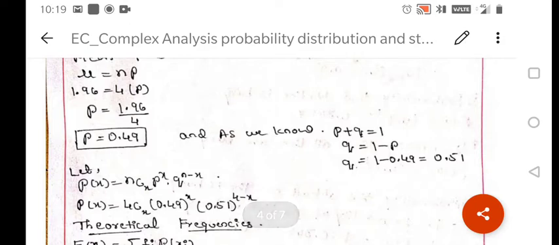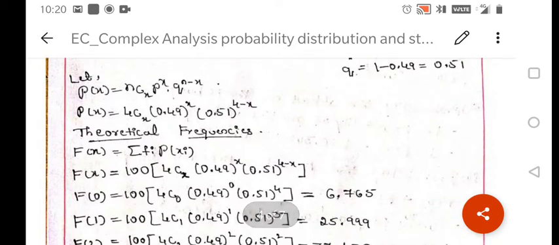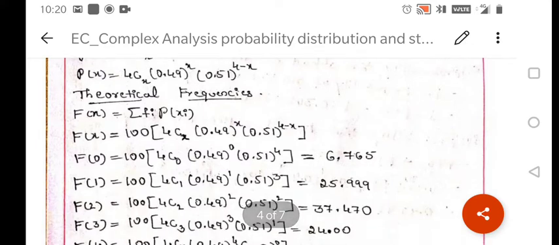Similarly, q is 1 minus p, which is 0.51. P of x is equal to nCx p raised to x q raised to n minus x. So P of x is 4Cx 0.49 raised to x 0.51 raised to 4 minus x. So the theoretical frequencies are F of x is equal to the summation of fi into P of xi, which is equal to 100.